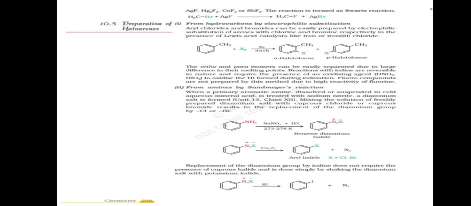From amines by Sandmeyer's reaction. When a primary aromatic amine, dissolved or suspended in cold aqueous mineral acid, is treated with sodium nitrite, a diazonium salt is formed. Mixing the solution of freshly prepared diazonium salt with cuprous chloride or cuprous bromide results in the replacement of the diazonium group by Cl or Br. Replacement of the diazonium group by iodine does not require the presence of cuprous halides and is done simply by shaking the diazonium salt with potassium iodide.